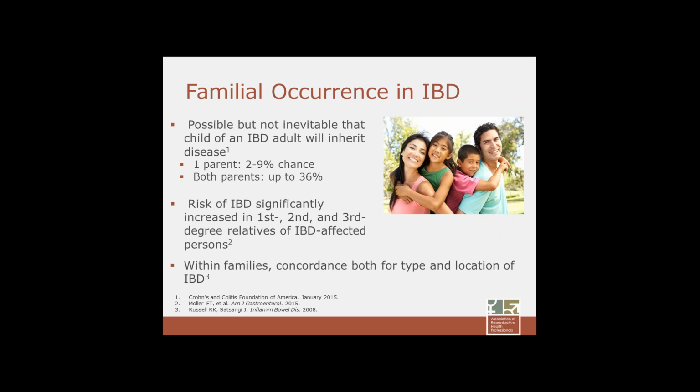There are data that the risk of IBD does increase in first, second, as well as third degree relatives of IBD-affected persons. So as clinicians and providers, we do have to think about this in the differential, but certainly it should not play a big role in terms of whether women should be having children or not. And within families, the concordance for the type and location of IBD is quite strong, meaning that if there is a family member with Crohn's disease, your patient is likely to have Crohn's disease, and if they have ulcerative colitis, it's more likely that the family member has ulcerative colitis. Next slide.